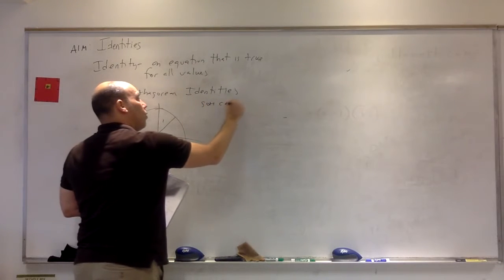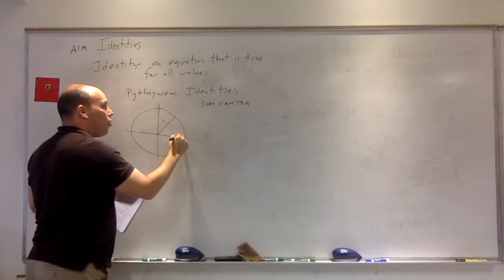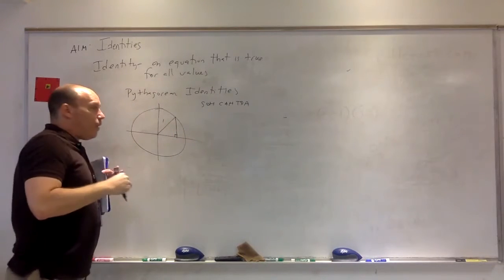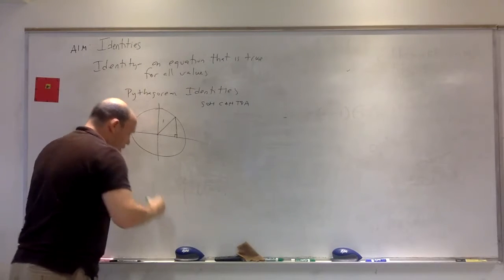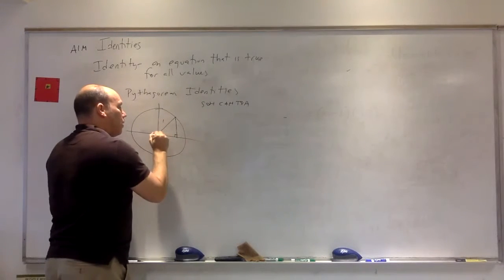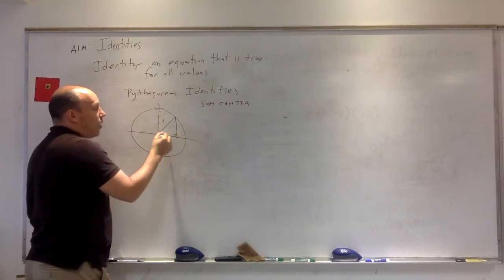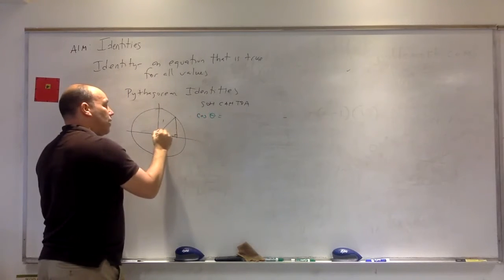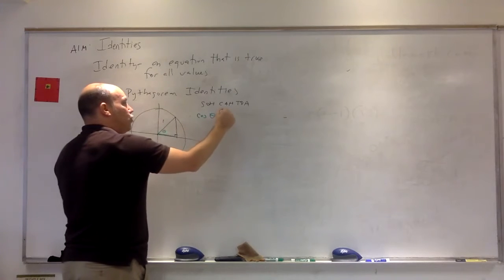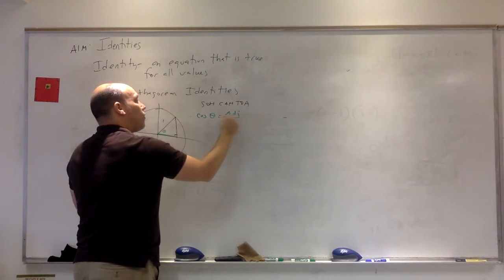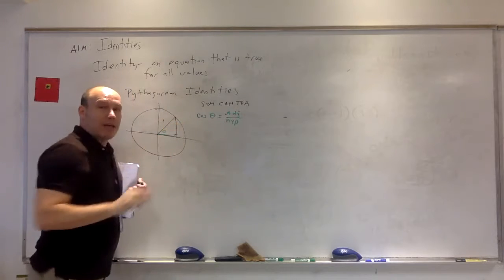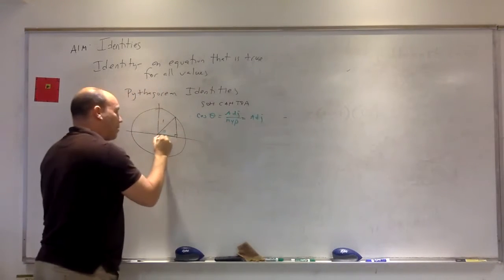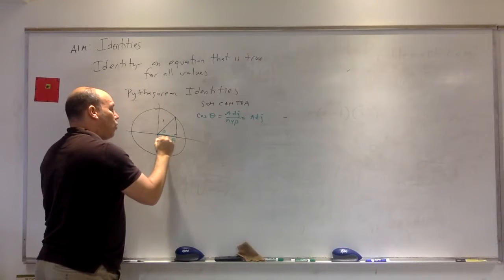Now, what about the other side? The height of the triangle. Well, that's sine. Sine of theta is the opposite over the hypotenuse. Because the hypotenuse is 1, this side is sine. Now, we know from Pythagoras' theorem that sine squared plus cosine squared equals 1. And this is our first identity.